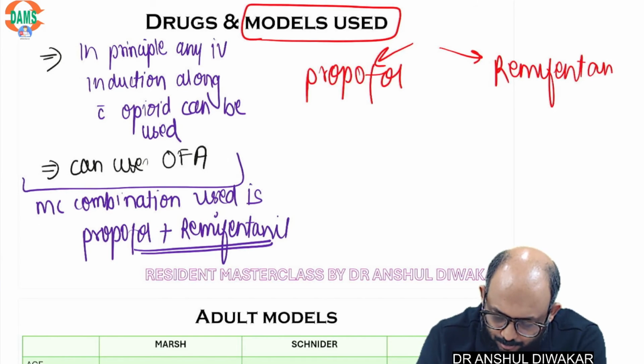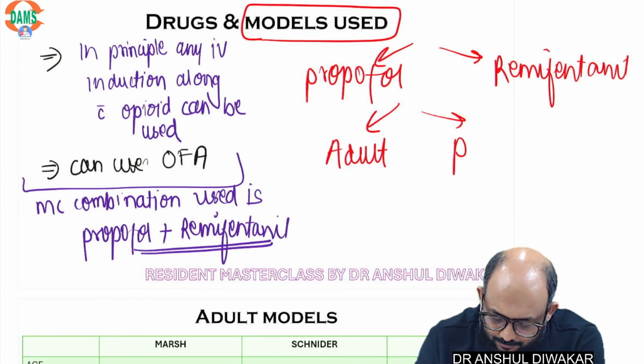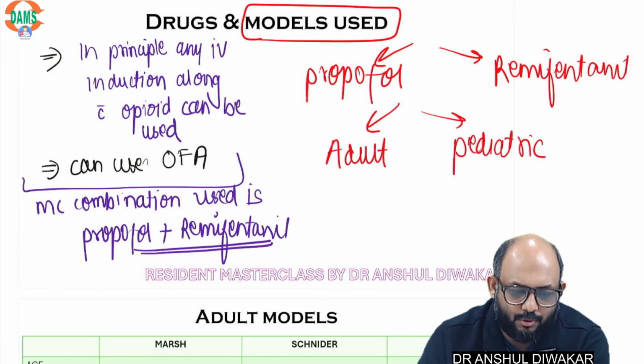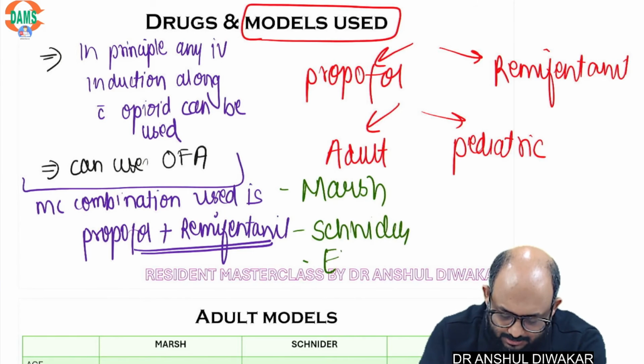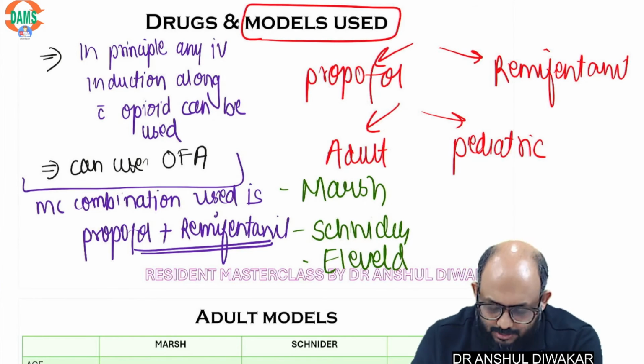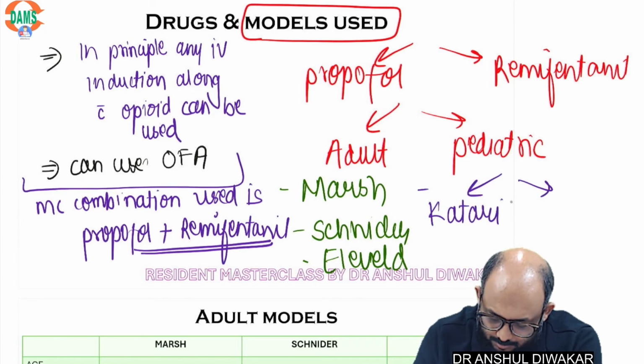Now obviously propofol can be used for adult as well as pediatric TCI, which have different models. In adult, we talk about the three basic models: Marsh, which was the first model, then Schneider, and now we use something called Eleveld. Then you have pediatric, Kataria, and now we use Paedfusor.